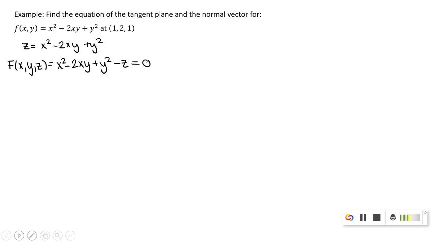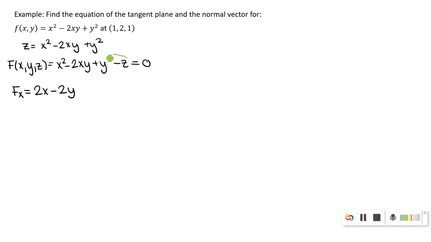So the first thing I'm going to do is change this surface into a function of 3 variables. So I have the surface z equals x squared minus 2xy plus y squared. I'm just going to set this equal to 0 by subtracting the z. All right, so there is my function of 3 variables. And then I'm going to go ahead and find the partial derivatives with respect to x, y, and z.